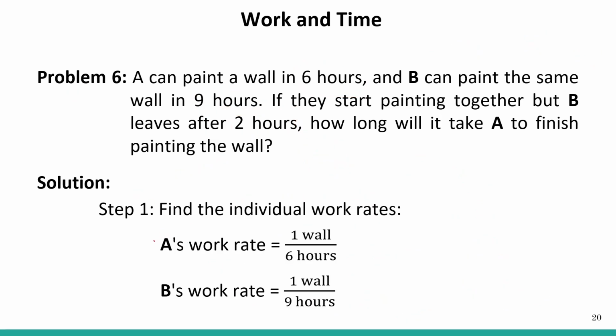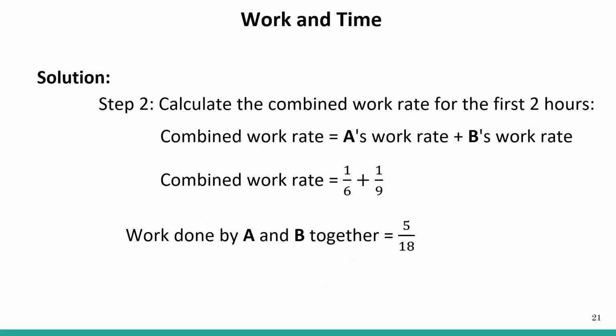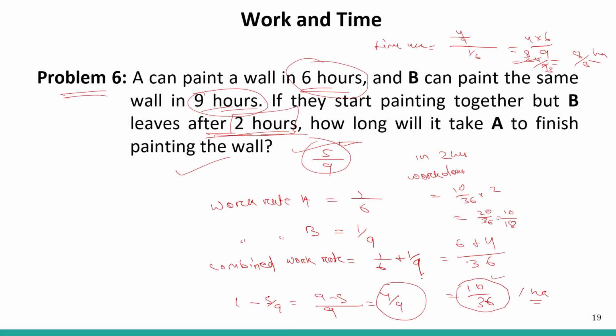So what we did first was we found the individual work rate of A and B, that is 1 by 6 and 1 by 9, that is 1 by 9 wall per hour and 1 by 6 wall per hour respectively for B and A. Let's see step 2. What we needed was the combined work rate. So we added A's work rate and B's work rate and we got 1 by 6 plus 1 by 9, that is nothing but 5 by 18. So the combined rate was this much.